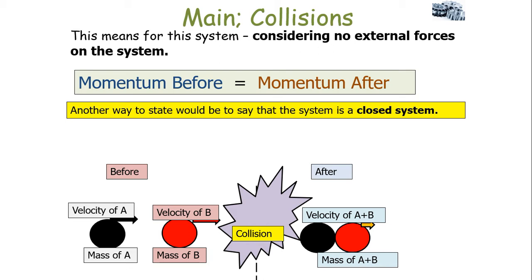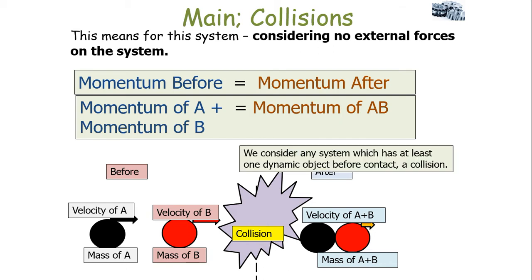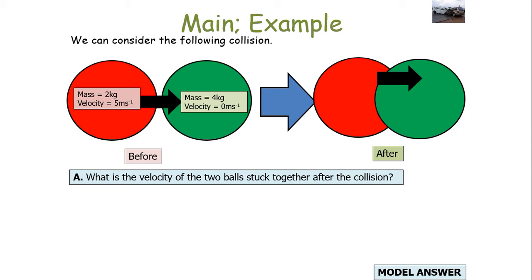So we know that the momentum before equals the momentum after. So the momentum of A plus the momentum of B before equals the momentum of AB afterwards. Now we consider any system which has at least one dynamic, one moving object before the collision. So let's look at an example question. In this particular situation, you've got an object A, which has a mass of 2 kilograms and a velocity of 5 meters per second, and object B, which has a mass of 4 kilograms and a velocity of 0 meters per second, it's not moving, and then they collide together, they stick together, and they move off.